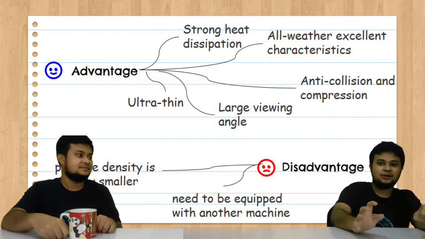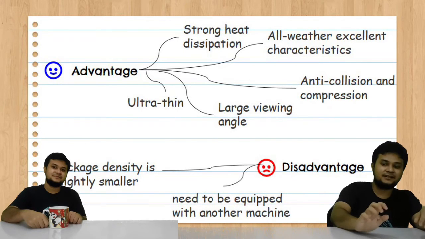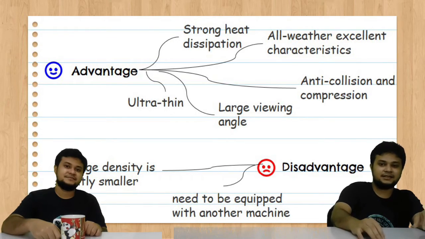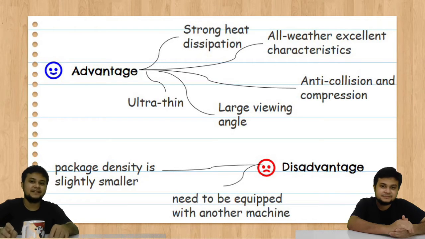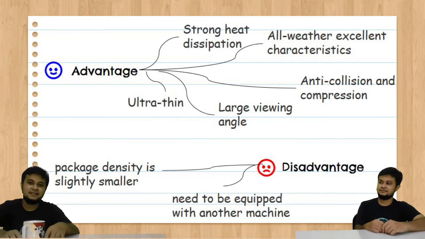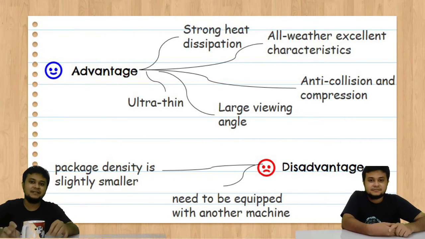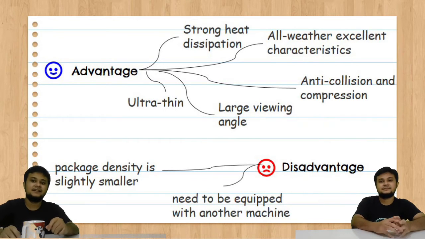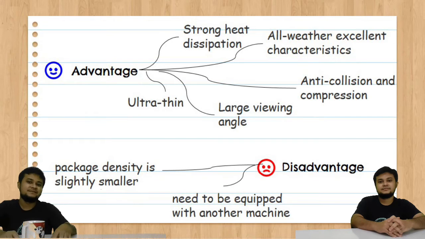Next one, COB has strong heat dissipation, and it also has all-weather excellent characteristics. Okay, for COB package disadvantages, first, the package density is slightly smaller than the TAB and flip chip bonding technique. Second, it needs to be equipped with another welding machine and packaging machine. The production technology requirements are extremely strict. Sometimes the speed cannot keep up, and the PCB patch is more stringent and cannot be repaired.